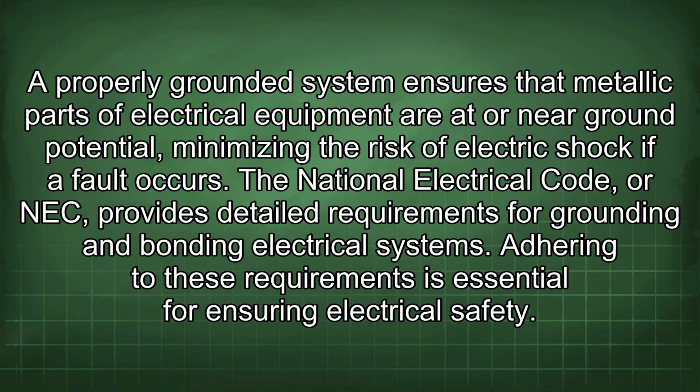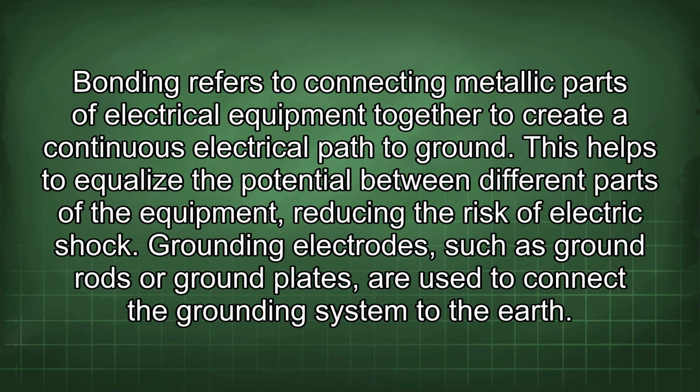The National Electrical Code, or NEC, provides detailed requirements for grounding and bonding electrical systems. Adhering to these requirements is essential for ensuring electrical safety. Bonding refers to connecting metallic parts of electrical equipment together to create a continuous electrical path to ground. This helps to equalize the potential between different parts of the equipment, reducing the risk of electric shock.